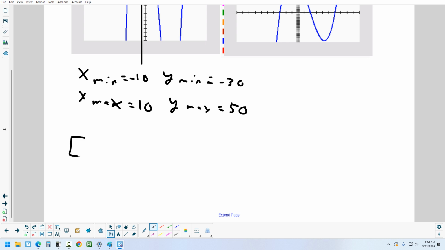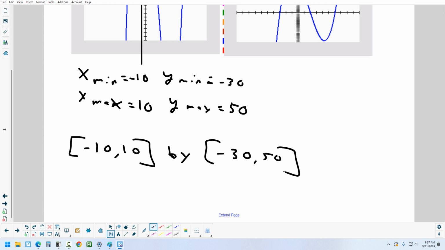Or, I think I showed you this yesterday, you could write negative 10 to 10 by, so it's like dimensions, negative 10 to 10 by negative 30 to 50. The first two numbers you write are always the low and the high for the x's, and it has to be low, comma, high in that order. The next two numbers you write are for the y's, and they have to be low, comma, high, minimum, comma, maximum. Both of these answers are correct.